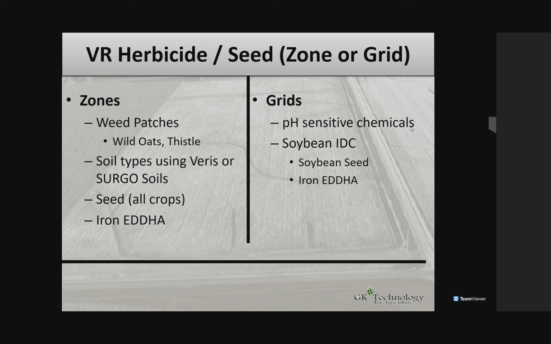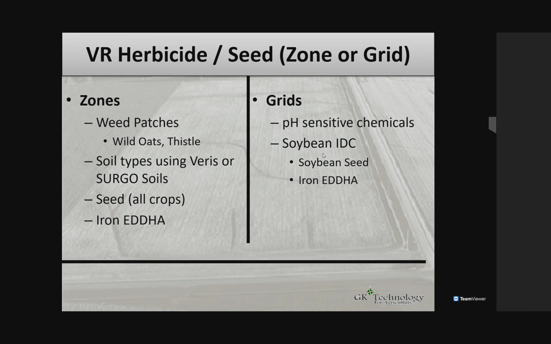Grids are going to be really good if you have pH sensitive chemicals. Things where you're maybe getting longer, shorter carryovers, things to think about there. Grids might be a great option. Soybean IDC issues, even for soybean seeding for IDC issues, grids might be the right answer.